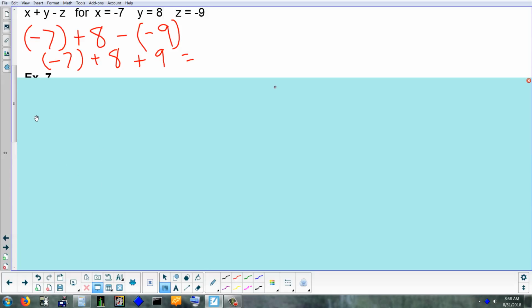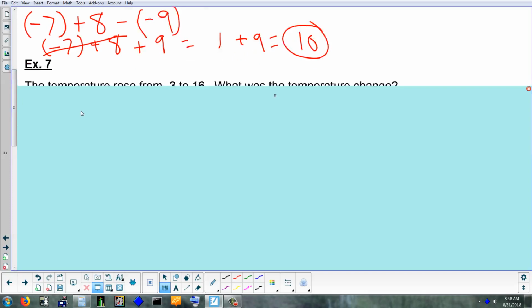The negative 7 plus 8. Negative 7 plus 8. Different signs, correct? Which sign do I want to take in my answer? Positive. Why? That's a bigger number. Because 8 is bigger than 7, so I'm going to do 8 minus 7, which is 1. Perfect. What am I gonna bring over? I did this part. What am I gonna bring over? What haven't I done yet? The plus 9, right? 1 plus 9 is 10. Perfect.